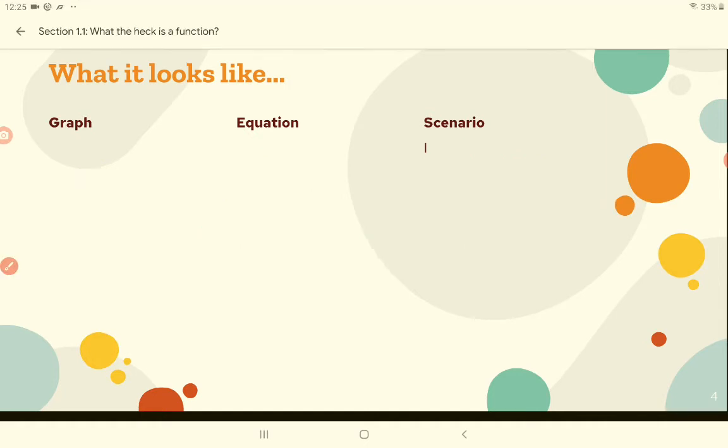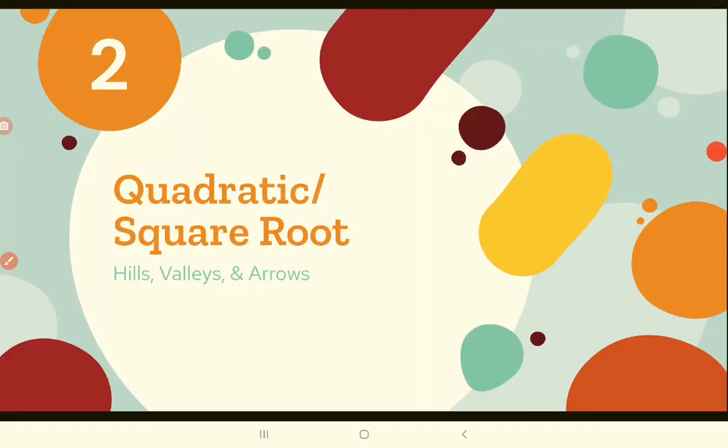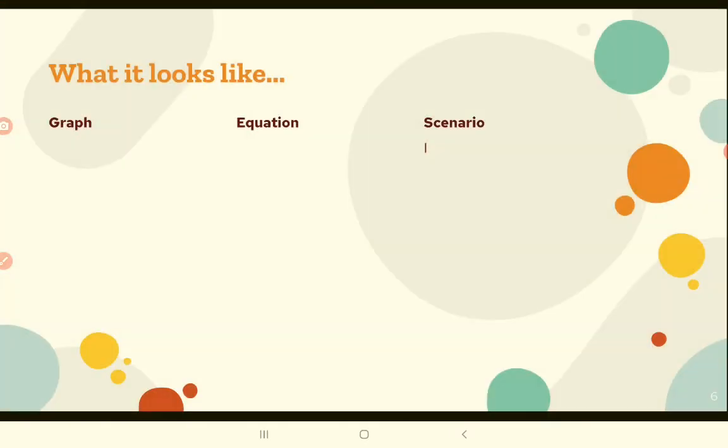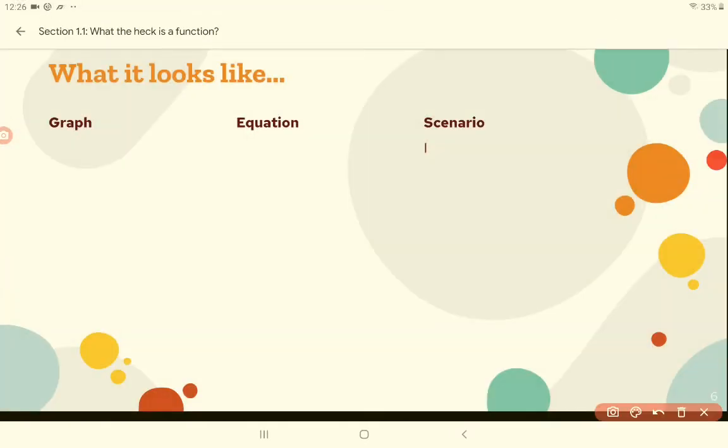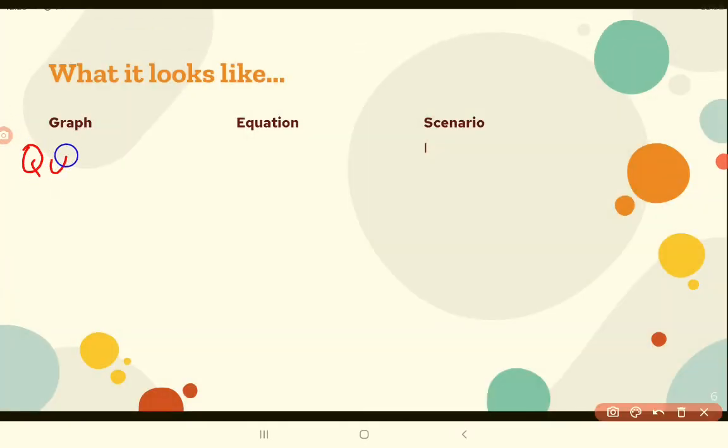All right. What about another type of function? What does a quadratic or a square root look like? Well, quadratics are going to be our hills and our valleys. Square root functions actually look like arrows. Okay? So for the graph, a quadratic will look like one of two things. It'll either go like this, so it'll be a valley, or it'll go like this, so it'll be a hill.